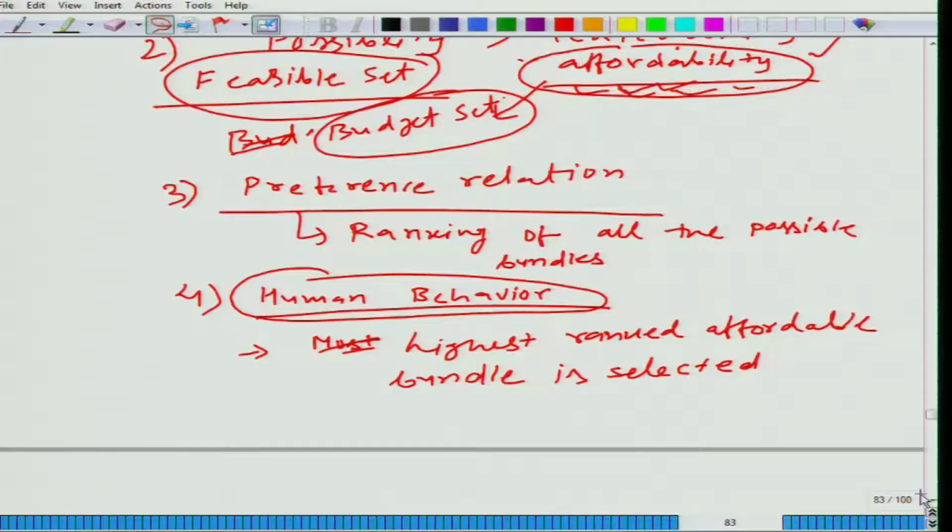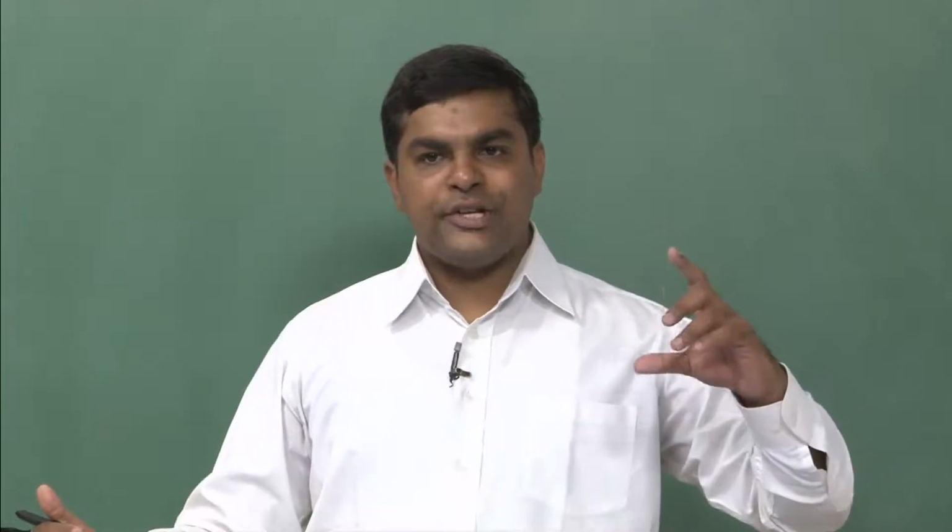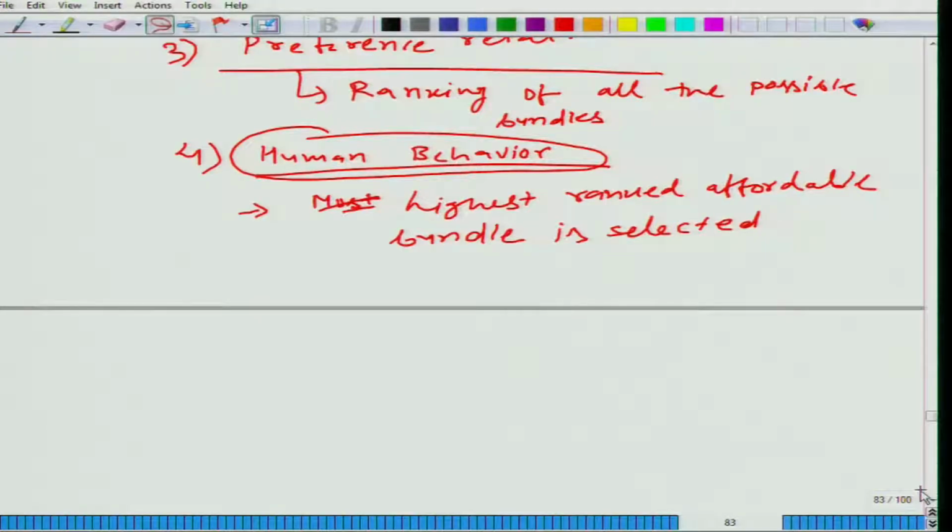And third, we talked about preference relation, that is about ranking of all the bundles, so that given your constraint you can choose the bundle that you like most. And lastly, the fourth block that we talked about is the human behavior, that here you choose the highest ranked bundle.